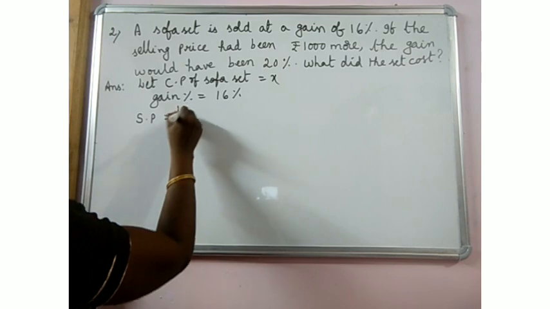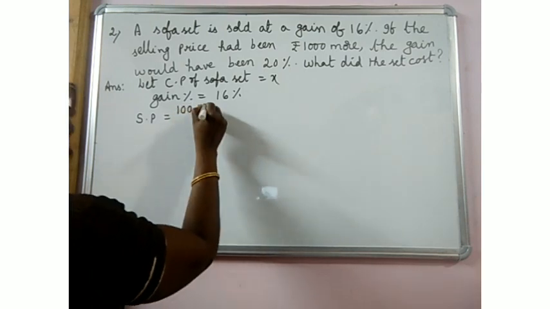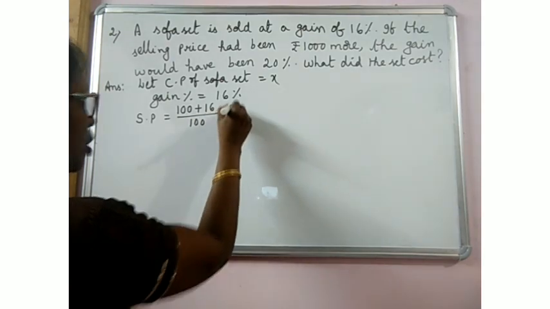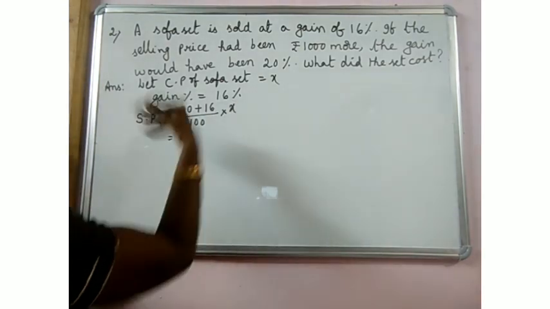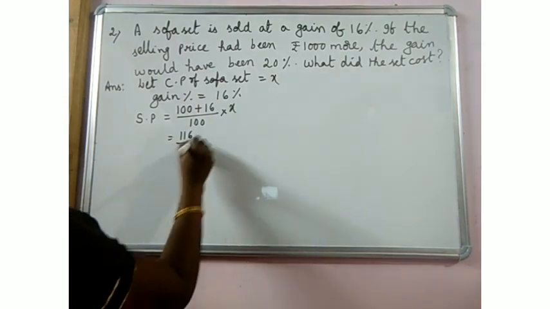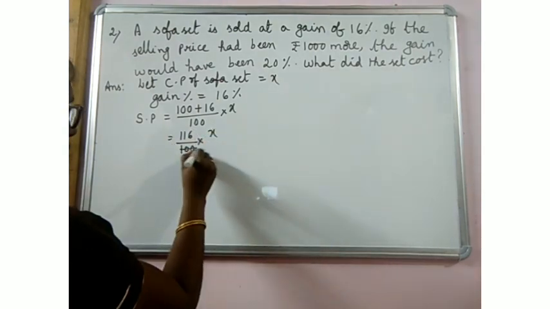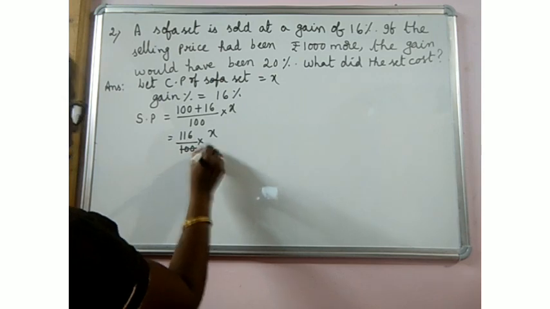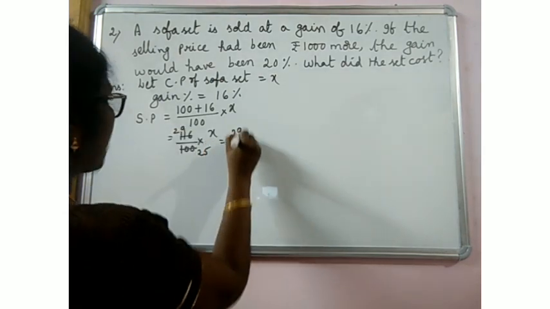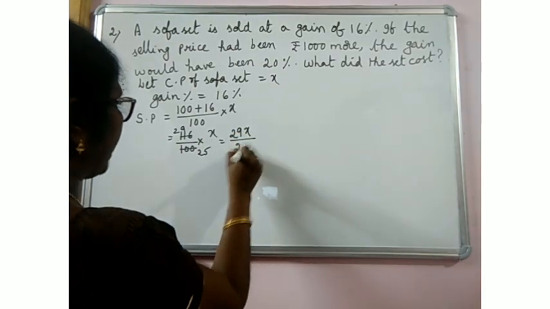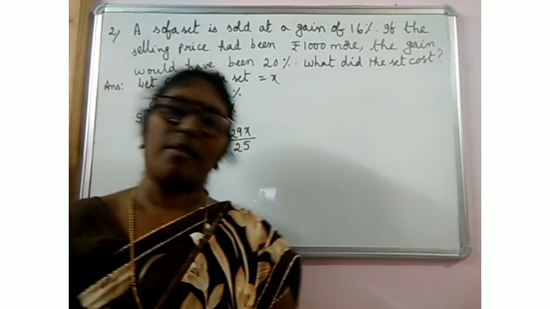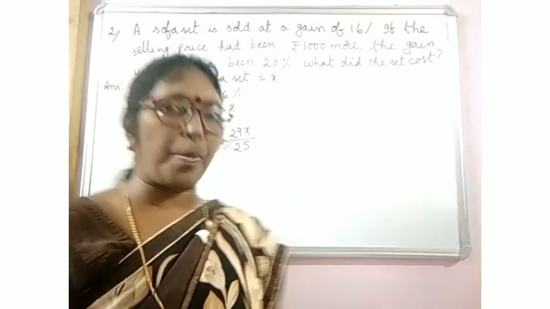Let us find out. You know that selling price is (100 plus profit percent) by 100 into cost price. You can write the formula and substitute, or directly you can do 116 by 100 into X. 4 2s are 8, 4 9s are 36. So selling price of the sofa set is 29x by 25 rupees. Actual selling price is 29x by 25 rupees.